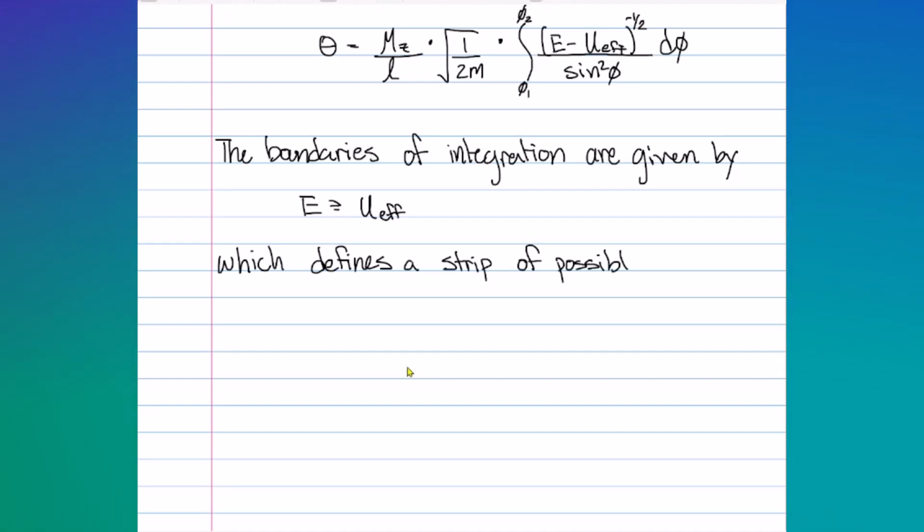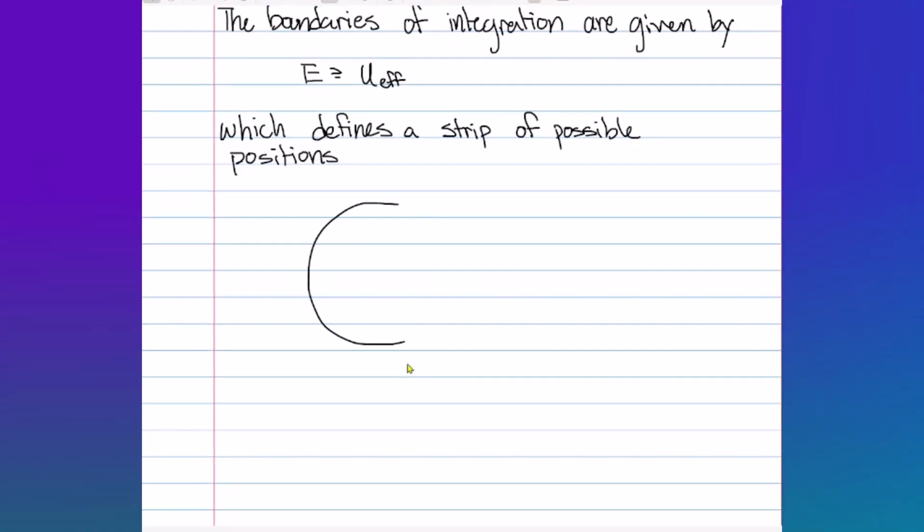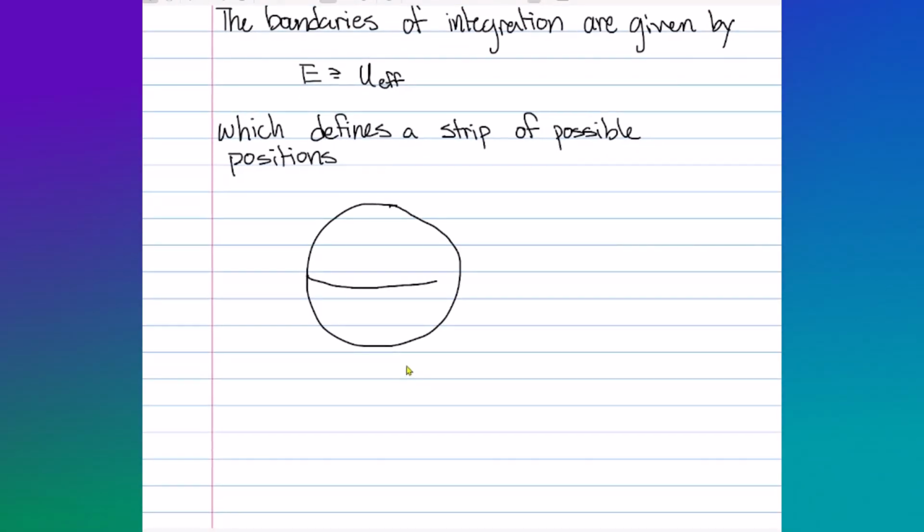So this means that the pendulum can't go higher than a certain position, and it also cannot go lower than a certain position because the U effective, the effective potential energy, increases rapidly as the pendulum moves towards the bottom.